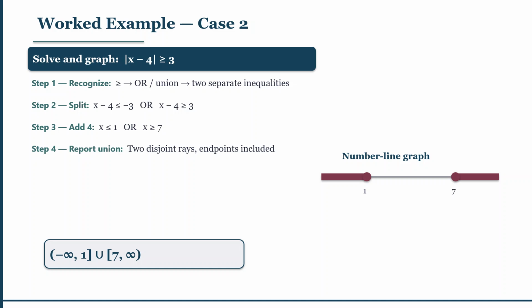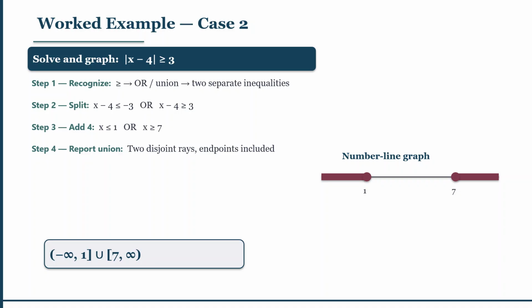Step 2. Rewrite as two separate inequalities. 3x plus 6 is greater than or equal to 9, or 3x plus 6 is less than or equal to negative 9. Step 3. Solve the left branch. Subtract 6 from both sides. 3x is greater than or equal to 3. Divide by 3. X is greater than or equal to 1.